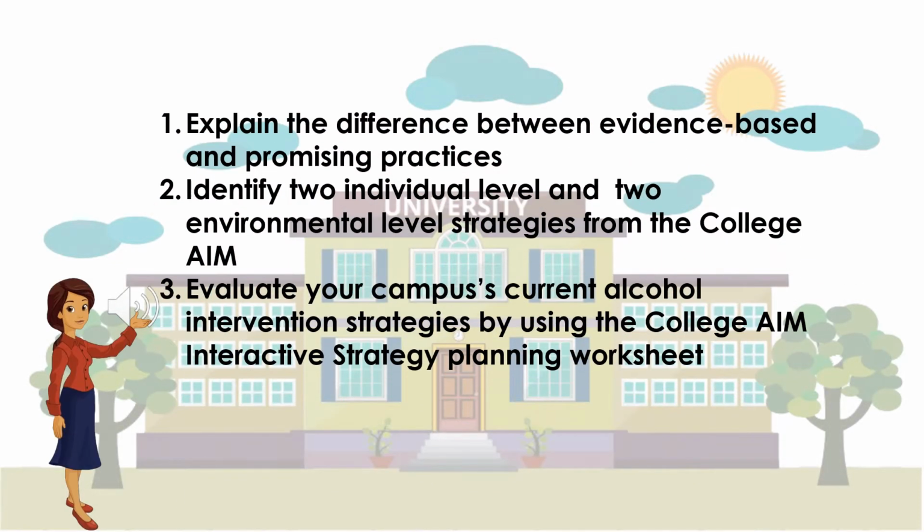In this training, you should be able to explain the differences between evidence-based and promising practices, identify 2 individual level and 2 environmental level strategies from the College AIM, and evaluate your campus's current alcohol intervention strategies by using the College AIM Interactive Strategy Planning Worksheet.